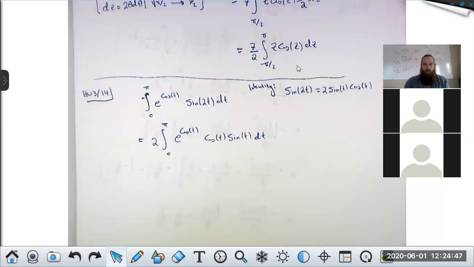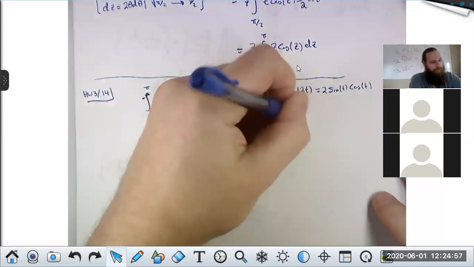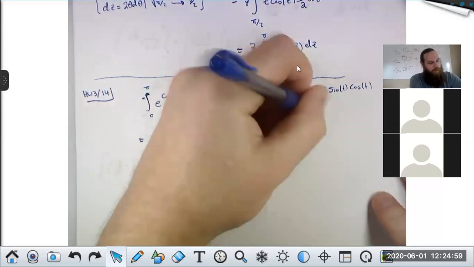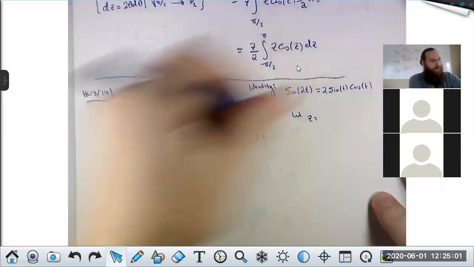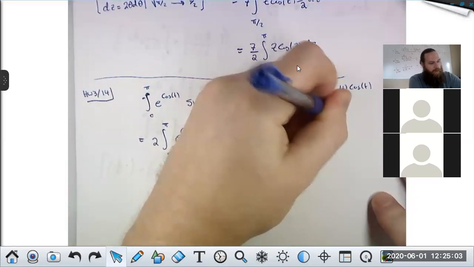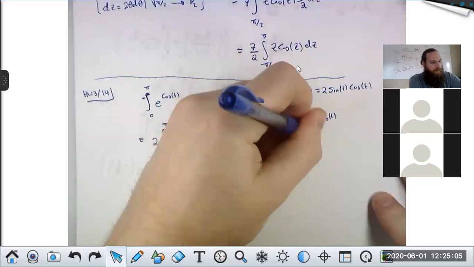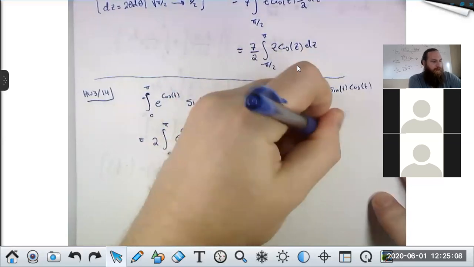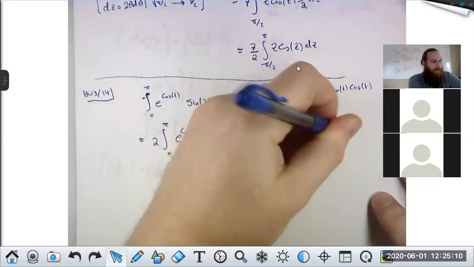And having plugged 2 sine t cos t in for sine 2t, I see that the integral would respond well to a substitution. Namely, I want to let z be cos t. dz then is negative sine t dt.